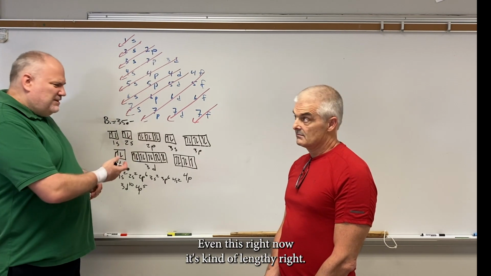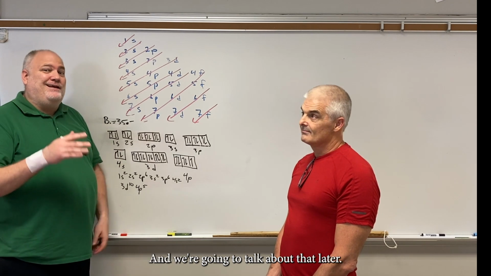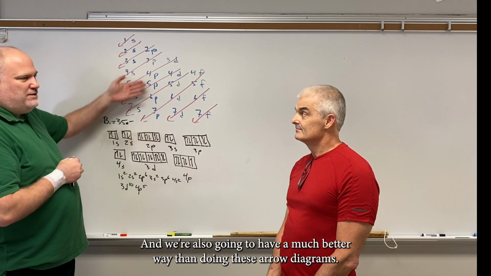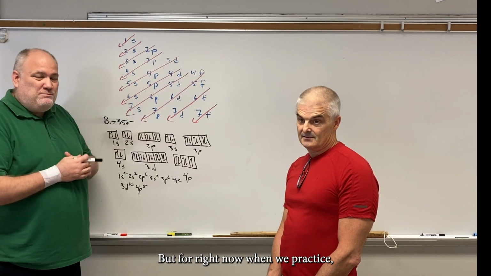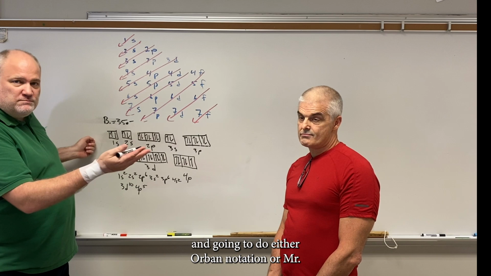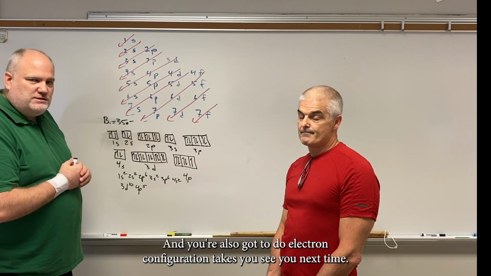So here's the thing, even this right now, it's kind of lengthy, right? So there's got to be a shorthand way, and we're going to talk about that later. And we're also going to have a much better way than doing these arrow diagrams. But for right now, when we practice, you're going to be filling in these charts, and you're going to do either orbital notation, or as Mr. Bergman likes to call it, box notation, and you're also going to have to do electron configuration notation.